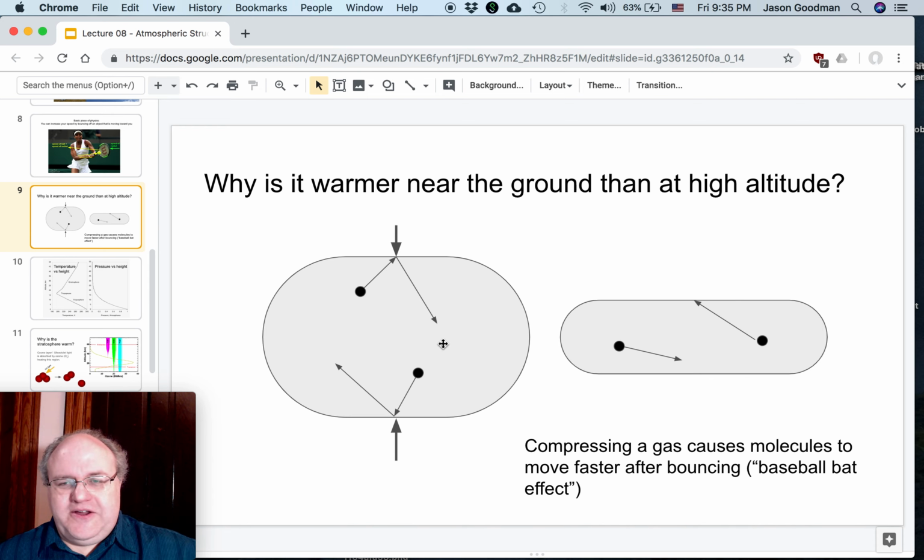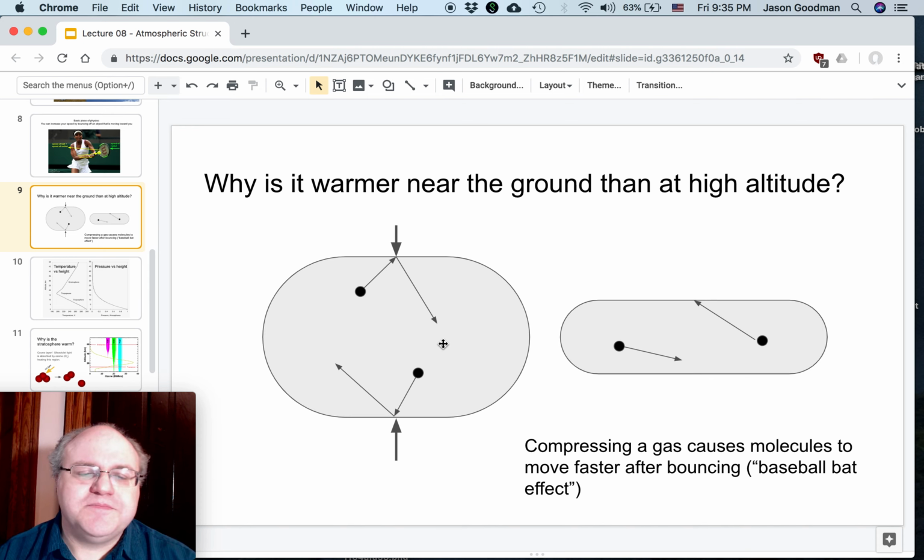Even if a gas just compresses itself, the molecules moving closer together will have exactly the same effect. So the molecules move faster. So what? Well, remember from the very beginning of the class when we talked about what temperature is. Temperature is the random motion of gas molecules. And the faster they're going, the hotter the temperature. And so, as we compress the gas, we make the molecules move faster, and so the gas heats up.